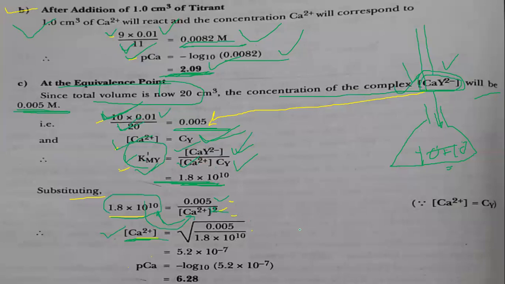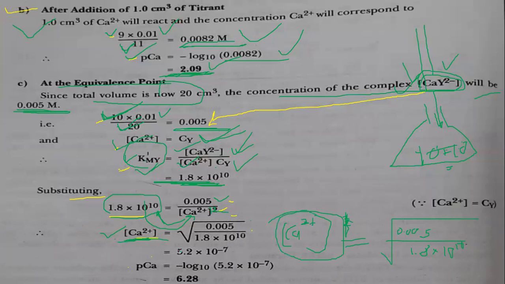इथे येते ना लक्षात? ही जर व्हॅल्यू इकडे घेतली, Ca2 plus square is equal to 0.005 upon 1.8 into 10 raised to 10. हा काय आहे? स्क्वेअर आहे. आम्हाला जर Ca2 प्लस इथे फक्त Ca2 प्लस ठेवायचा, हा स्क्वेअर काढायचा असेल तर मी काय करतो? I need to take the square root of this value. Then only this will become Ca2 plus concentration.